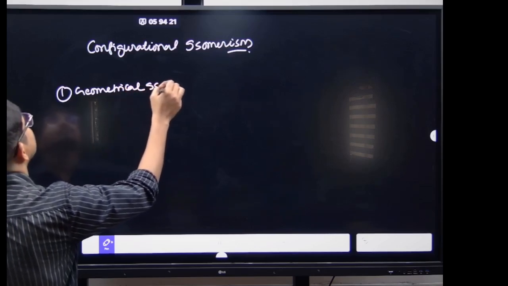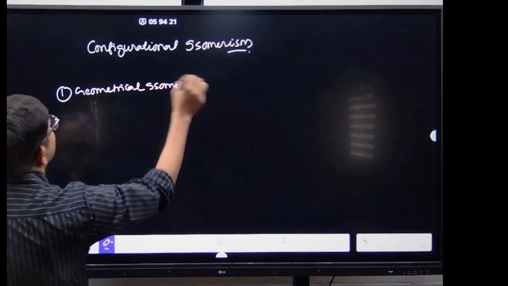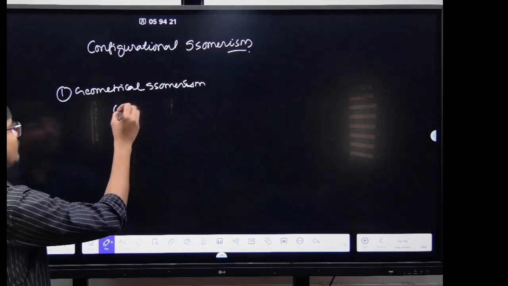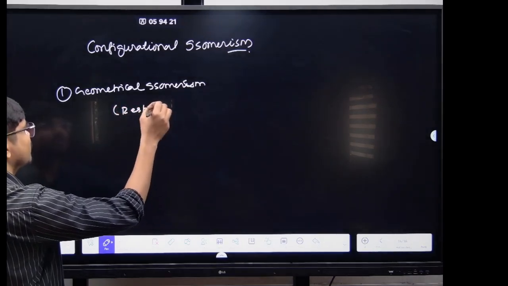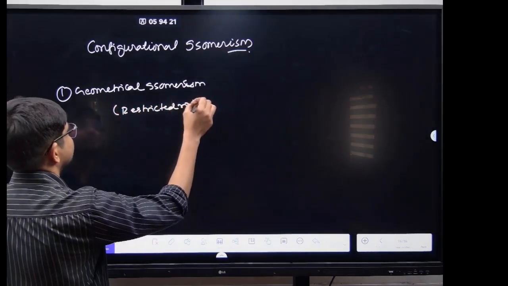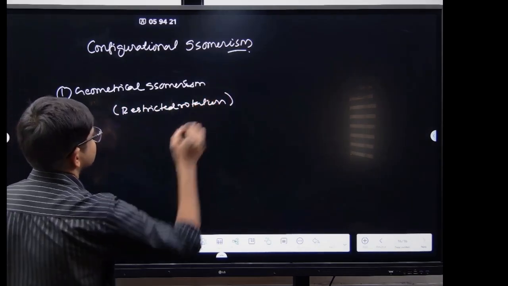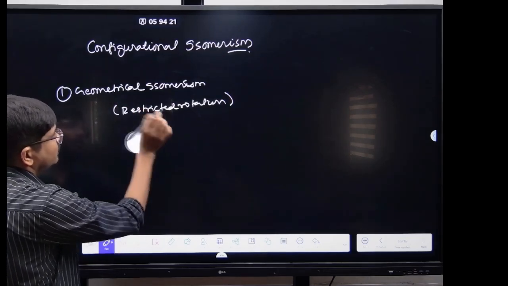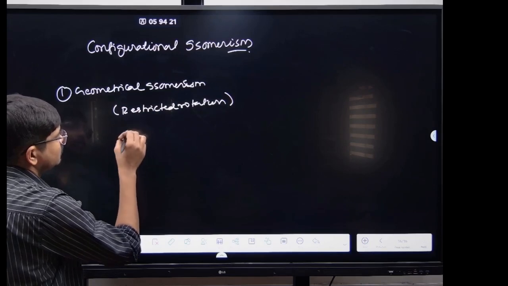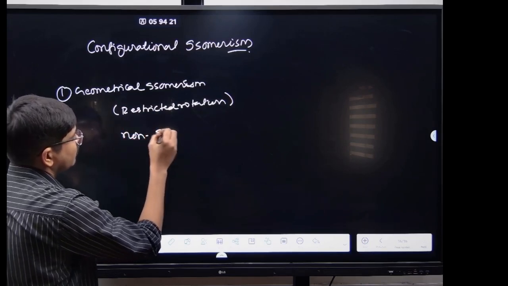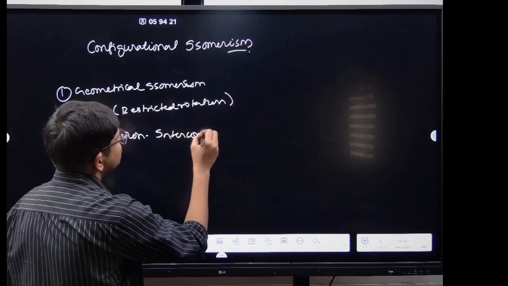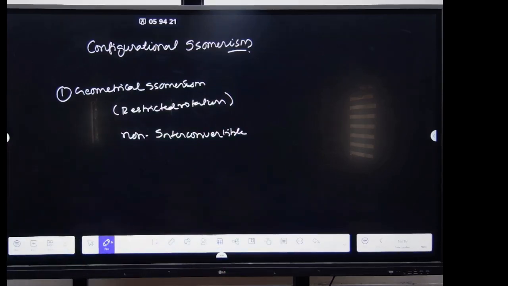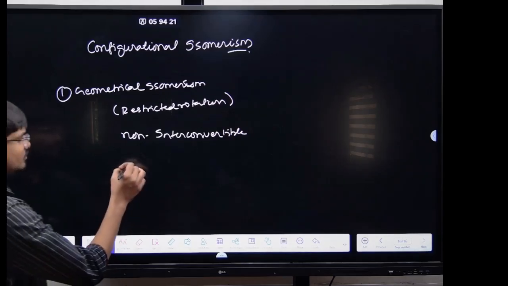Geometrical isomerism is there, right? What do you mean by geometrical isomerism? In geometrical isomerism, you will have restricted rotation, right? Restricted rotation means that they are not interconvertible, non-interconvertible.